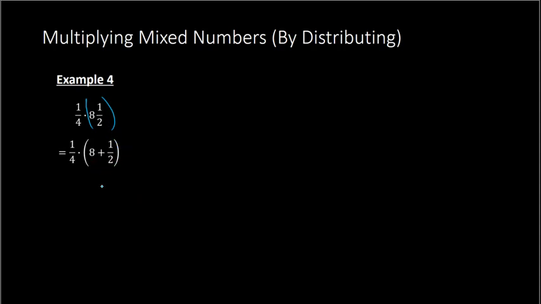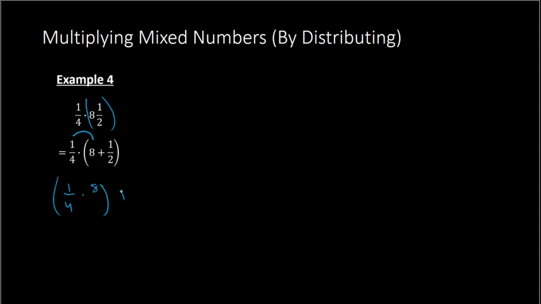So that's your first part. Now here's where the distributing comes into play. Distributing, remember, means you take this 1/4 on the outside of the parentheses and multiply it by the 8 to get 1/4 times 8.